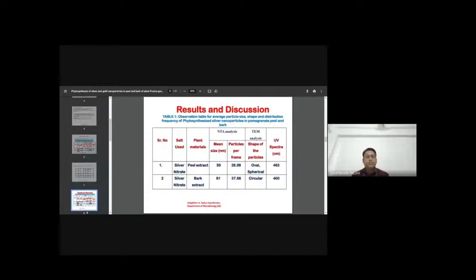The result and discussion about Table 1, the observation table for average particle size, shape, and distribution frequency of phytosynthesis in pomegranate peel and bark. The same slide we have studied under the observation table.